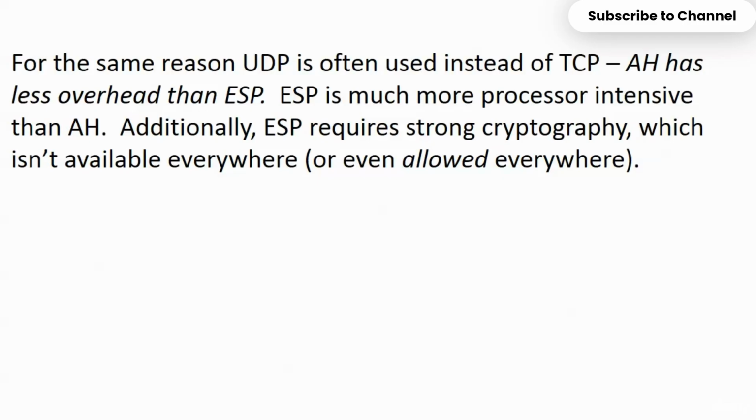ESP is much more processor intensive than AH. The actual encapsulation and de-encapsulation itself is a lot of extra work for the router that it doesn't have with AH. There's another reason though. ESP requires what we call strong cryptography. And that is not available everywhere. It's certainly not available on every Cisco device or every non-Cisco device. And it's not even allowed everywhere. It's actually illegal to have certain devices that have strong cryptography in certain parts of the world.